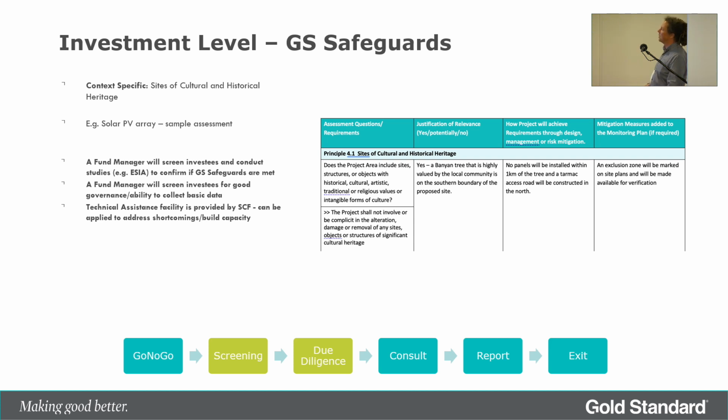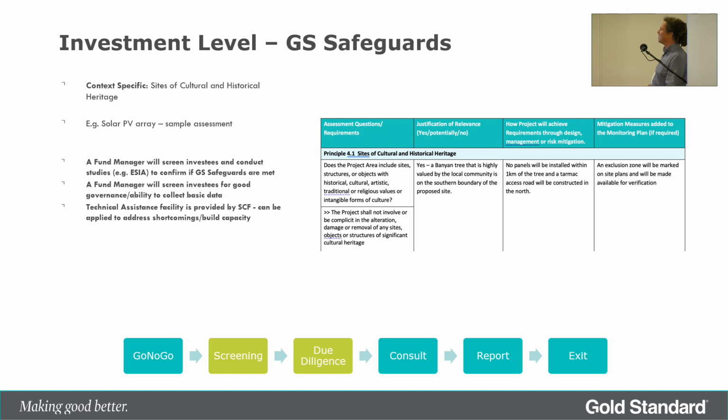And so what the assessment aims to do is take an investee through that process in a transparent and auditable fashion. The example I chose, it's a strange example really, but it's a PV project in which there is a large and significant banyan tree that's highly valued by the local community for religious reasons. So it's on the southern boundary of the proposed project site where these panels are going to be installed. And so what a project then needs to do is essentially mitigate that risk. It's not requiring that the project needs to not do anything near the proposed area. Rather, it should mitigate the risk.